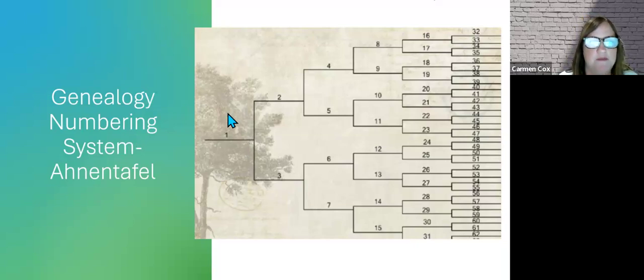So this number system, the person you're starting with, for example, this would be me. I would be 1. My dad would be 2. My mom would be 3. My dad's dad would be 4. His mom is 5. An easy way is men or males are even numbers after the first one, and females are odd, okay? Again, 3 would be my mom, and her dad is 6, and her mom is 7, and it goes on and on and on.